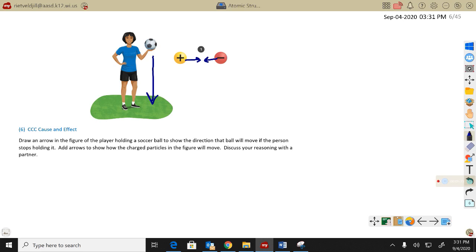Discuss your reasoning with a partner or with your cat or your dog or yourself or whoever. And so hopefully you explain something along those lines, that opposites attract. And again, that's a favorable interaction.